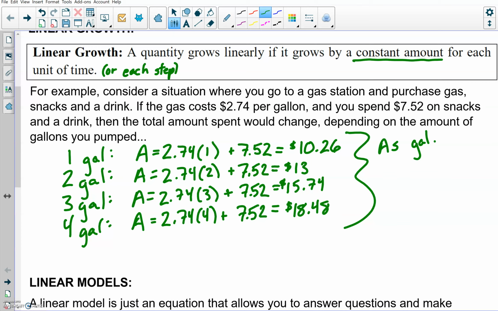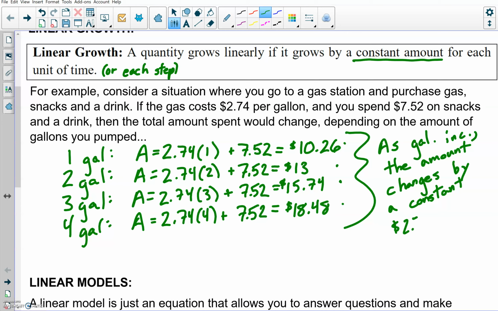So the thing to keep in mind here, as the gallons increased, so this is, for each step, so to speak, as the gallons increase, the amount changes by a constant $2.74. For each step you go, each 1 gallon that you add in, you are changing by $2.74. From this first price to the second, $2.74 difference. From this one to the next one, $2.74 difference. And from this one to this one, $2.74 difference. So you're changing by a constant $2.74.